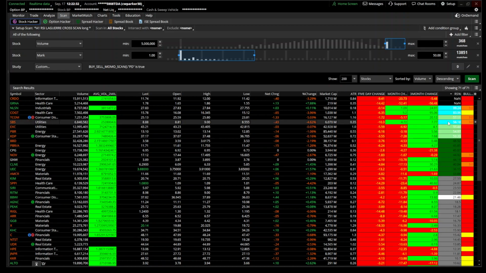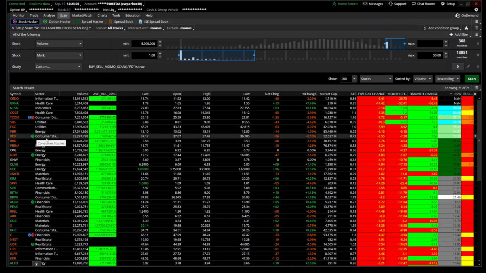And anything that's above 55, I believe, is cyan. No, it's something else I programmed in. I can't remember offhand. But I know the best ones are the cyan. So for the most part, they're above their 50% Fibonacci levels. So whatever these are: information, healthcare, industrial, consumer discretionary, utilities, energy, PBR.